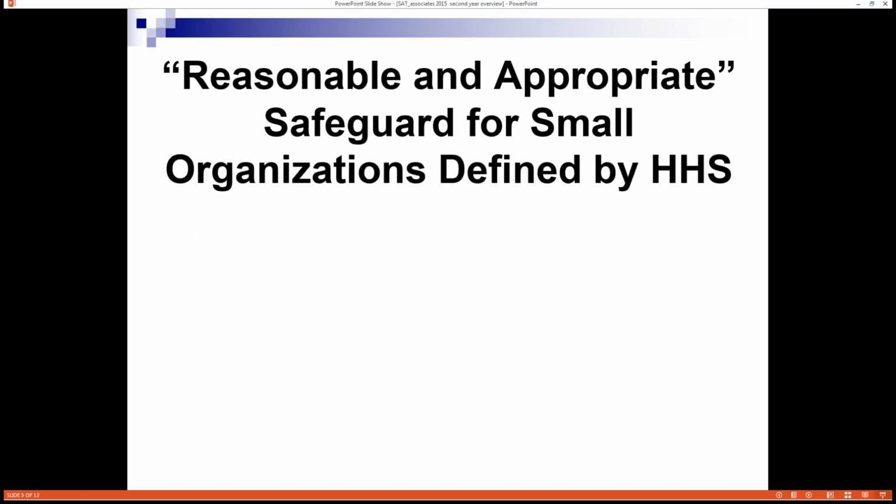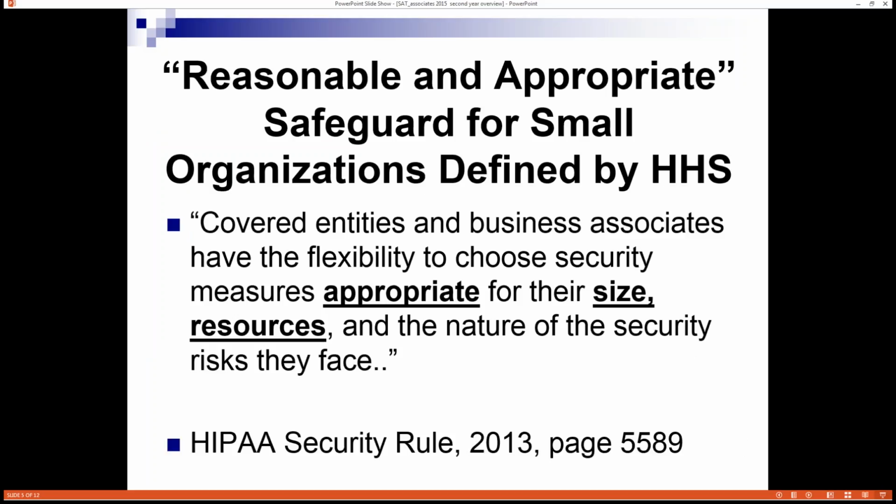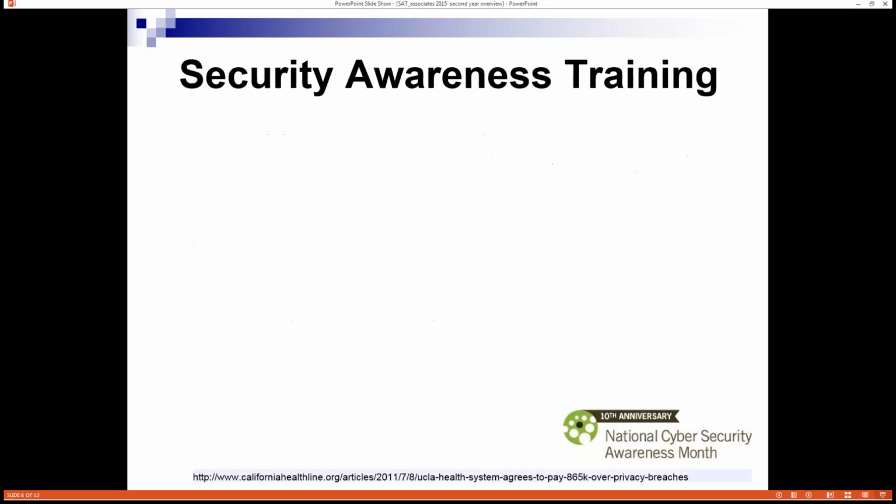Due to the complexity of federal regulations, many organizations are not aware of the reasonable and appropriate referenced here. Covered entities and business associates have the flexibility to choose security measures appropriate for their size, resources, and the nature of the security risk they face. This flexibility may mean that not all of the safeguards addressed in this training may be appropriate for your organization.